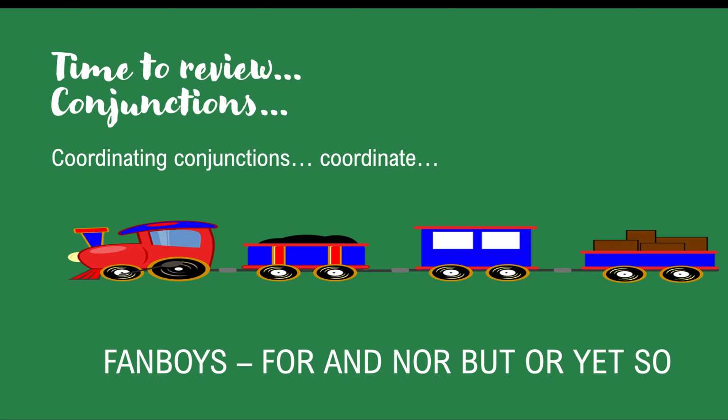And remember, coordinating conjunctions coordinate two equal parts, whether they're coordinate subjects, coordinate adjectives, well, actually, not coordinate adjectives, that's something else, but coordinate predicates or coordinate independent clauses.